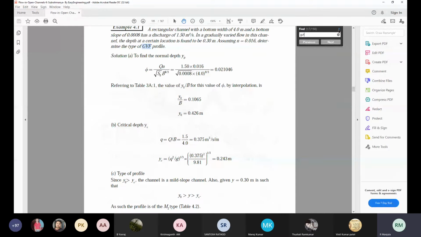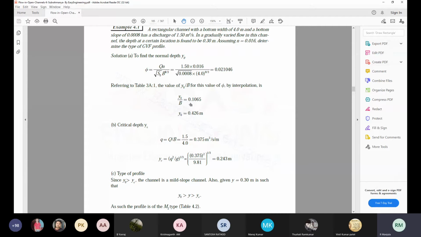So here is our problem. Phi is equal to Qn divided by square root of S naught B raised to 8 by 3. You have computed 0.0213, and for this corresponding value of phi you are finding y naught by b from the table. By interpolation you are finding y naught by b. Y naught by b here is 0.1065. Now find out your y naught. Y naught is equal to 0.1065 into b. So we will get the normal depth.